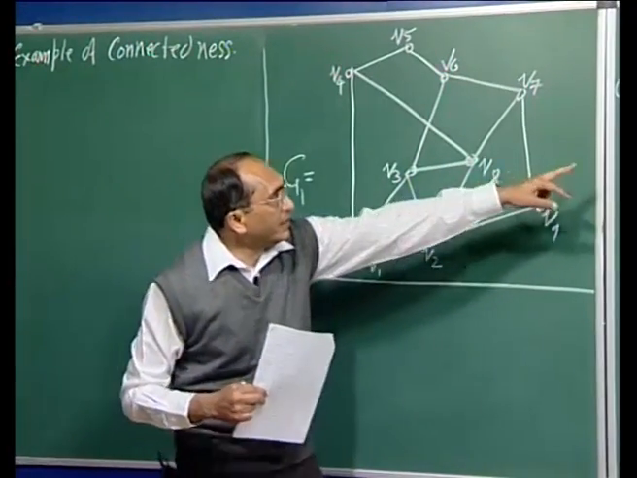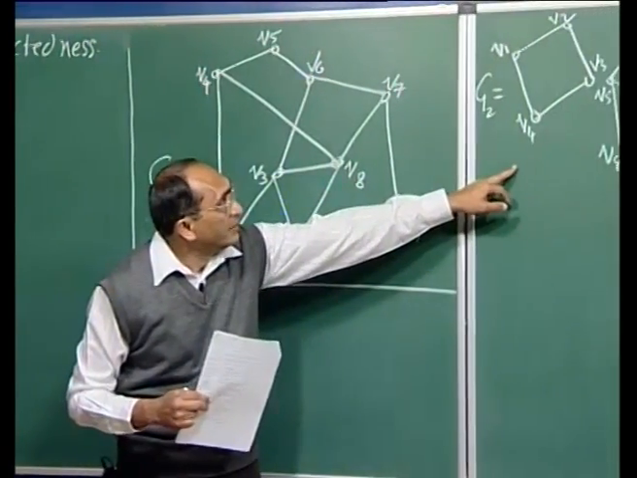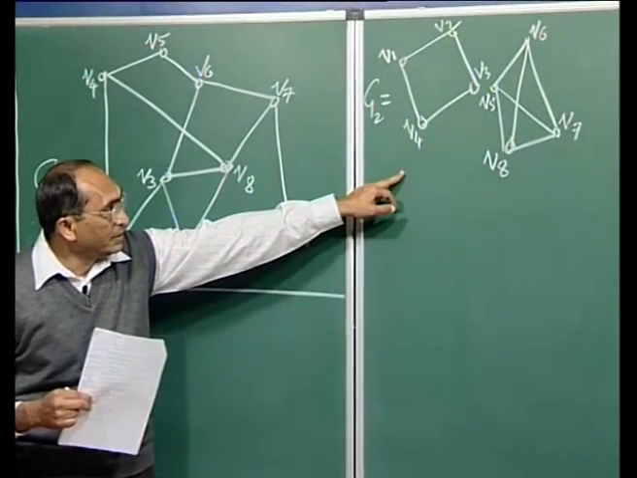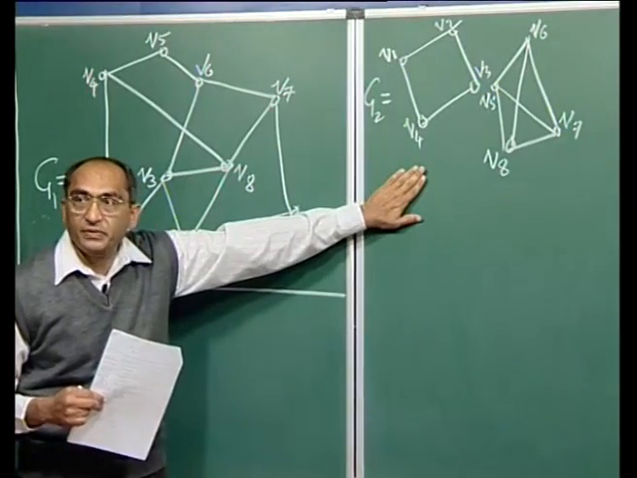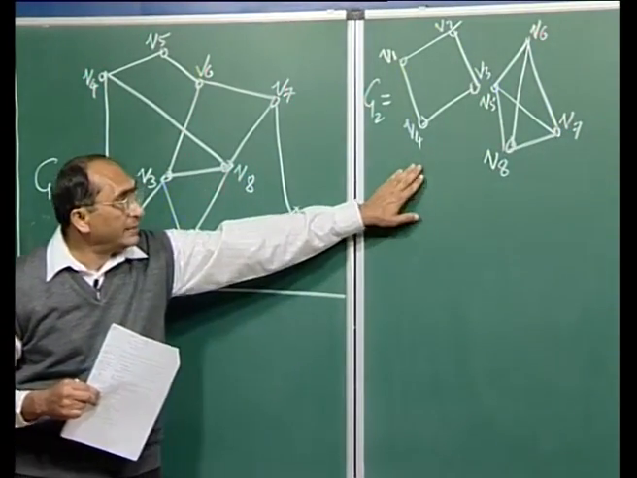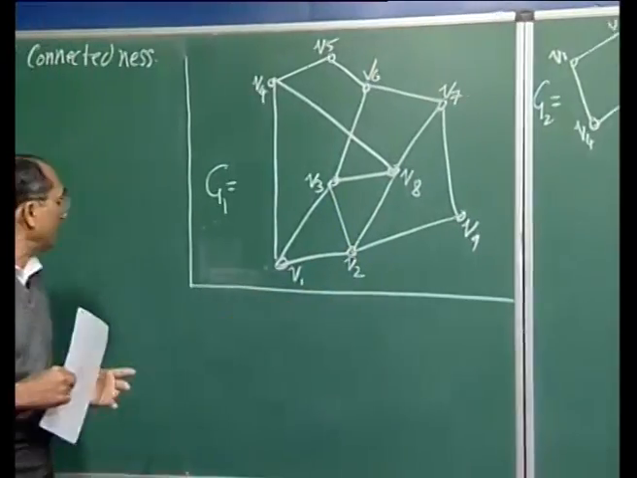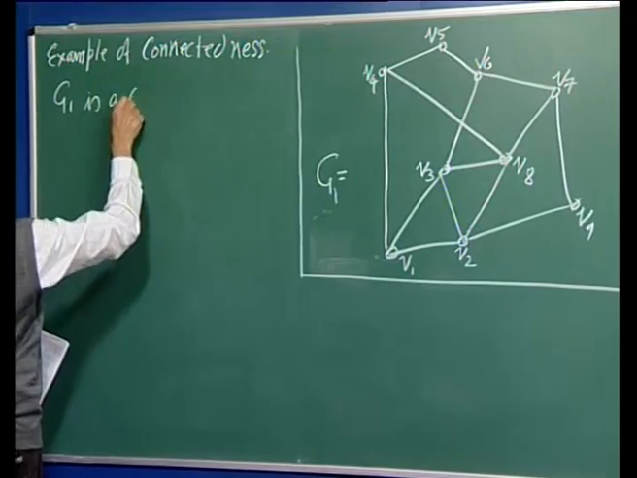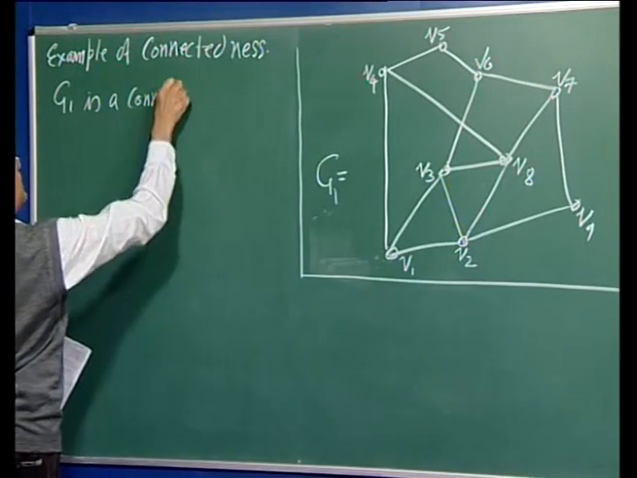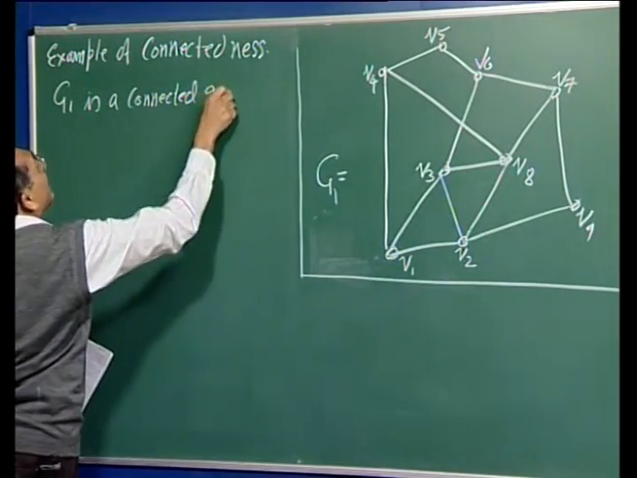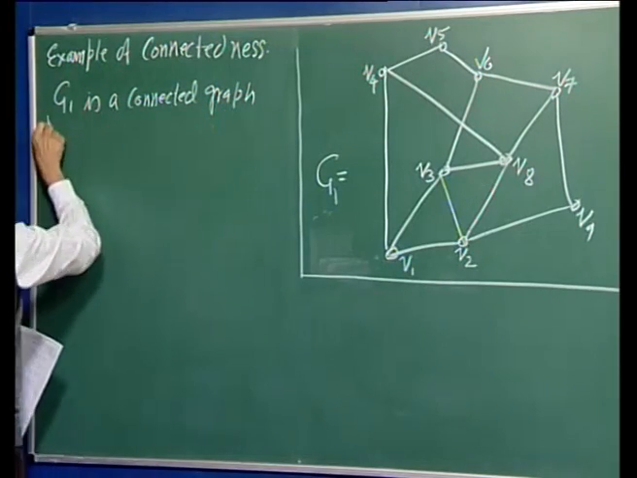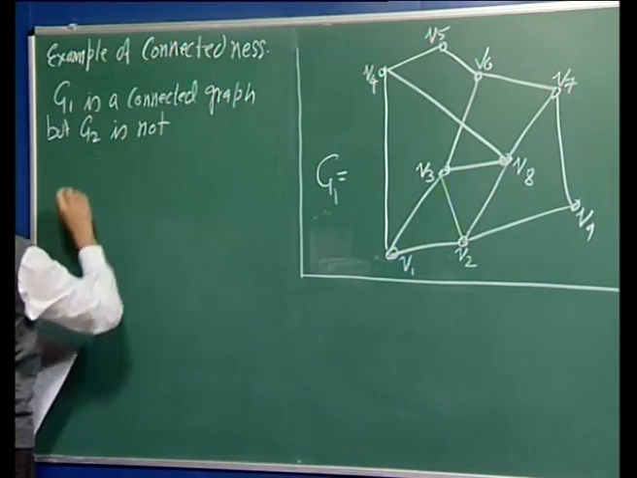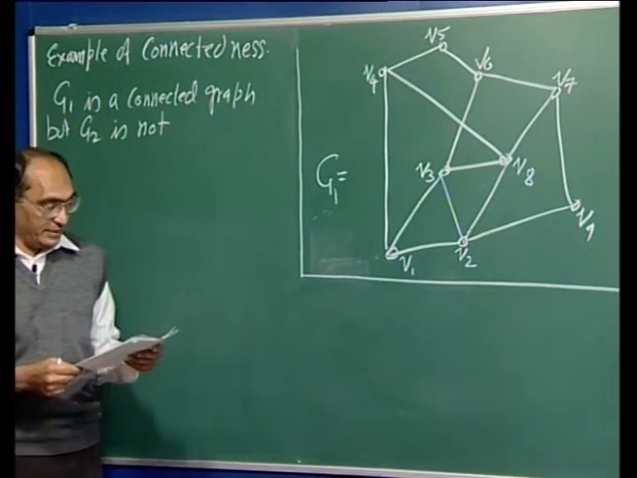In the second example, in G2, if you notice, there is no path between V4 and V8. In that case, this graph will be considered to be not connected, as against G1 which is connected. So we say that G1 is a connected graph, but G2 is not. So this is the notion of connectedness.